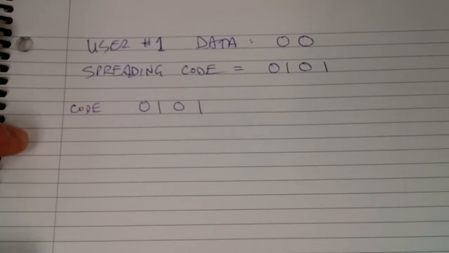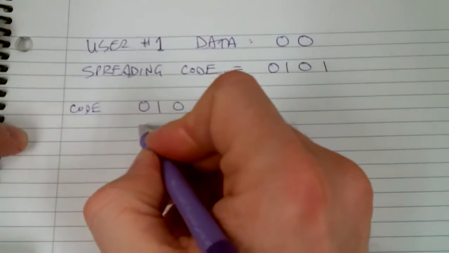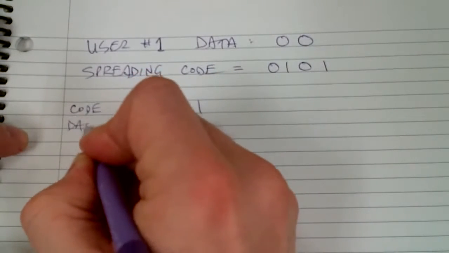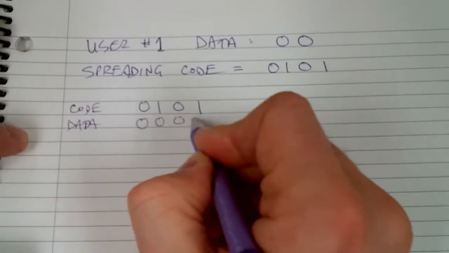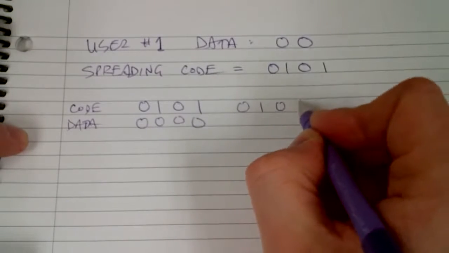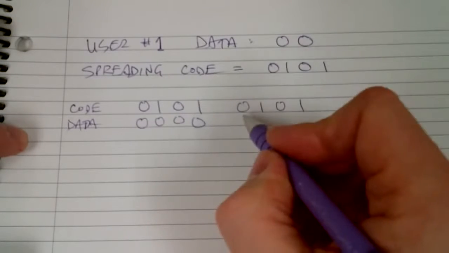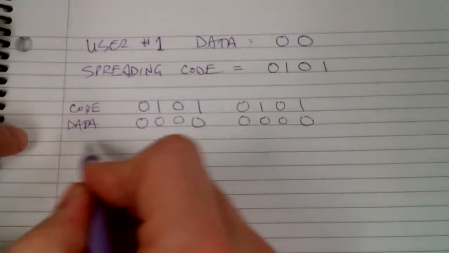and you apply the code to the first bit. So the first bit is this one, so you put the data here. The first bit is a 0, so you just repeat it like that. Then you apply the code again to the next bit, like that.